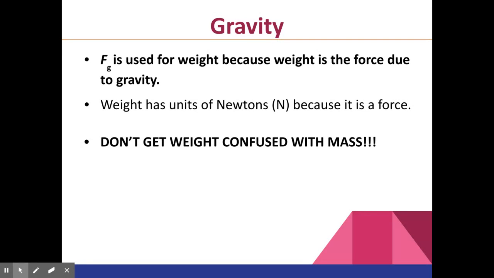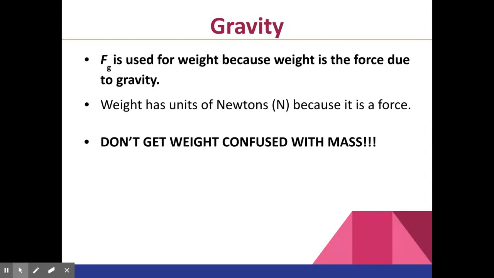We'll use F sub g to denote weight, or just force due to gravity. Weight we're going to be measuring in newtons. So anytime you're asked in a question, what's the weight of this object? It's asking you, what's the force due to gravity on this object? How many newtons does this weigh?